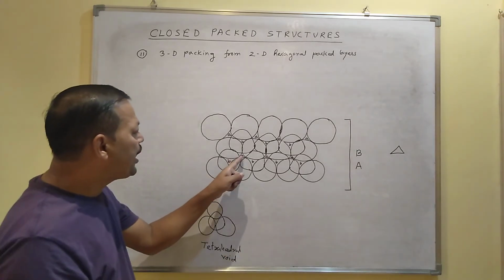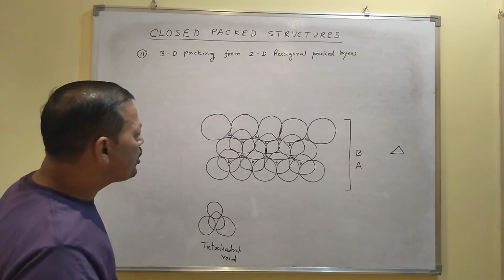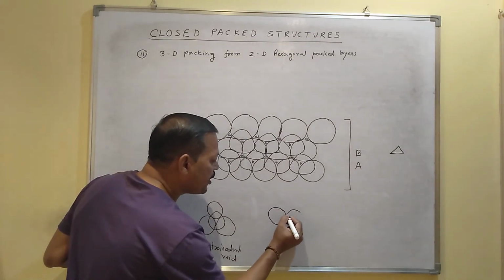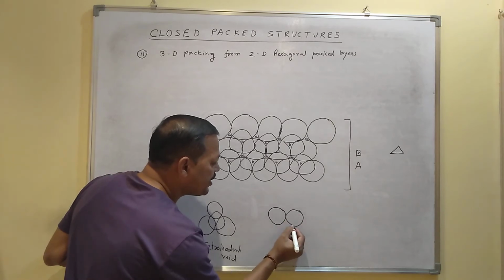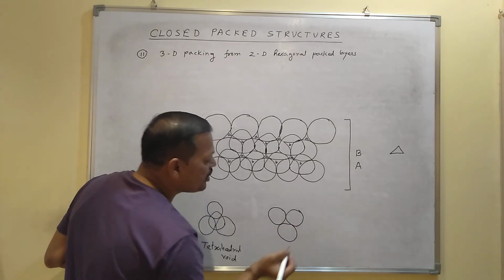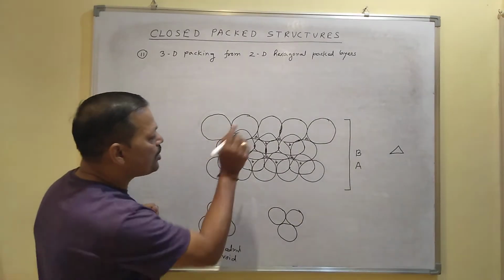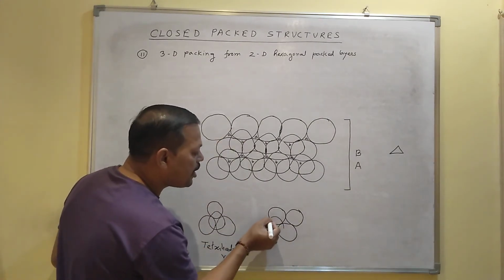And look at the void A. What about the void A? Initially when you place the first layer, the void A is like this. I mean, it is a triangular void like this. When you place the second layer particle, the second layer particle comes like this.